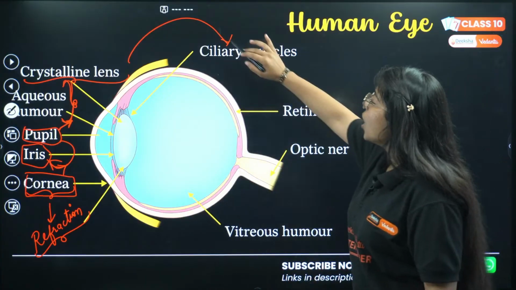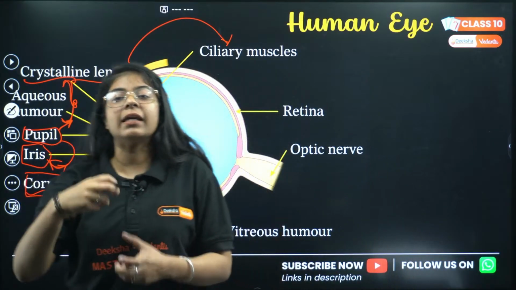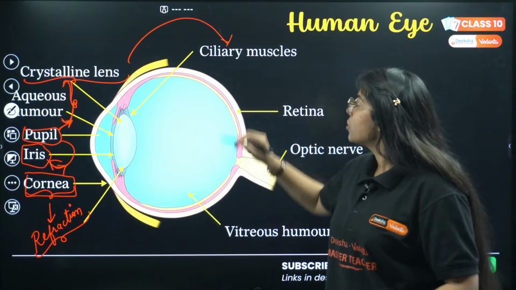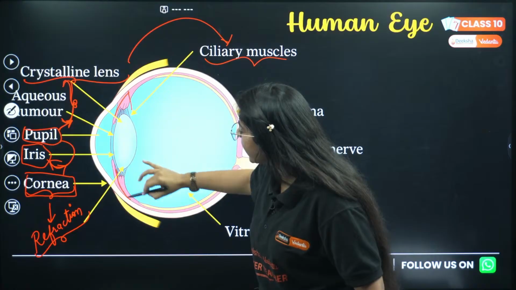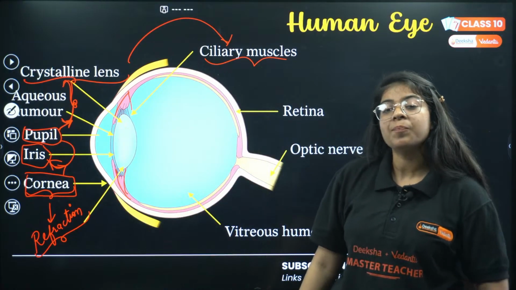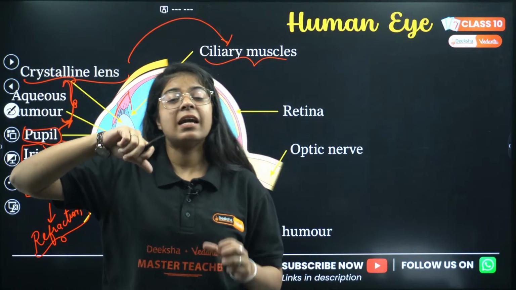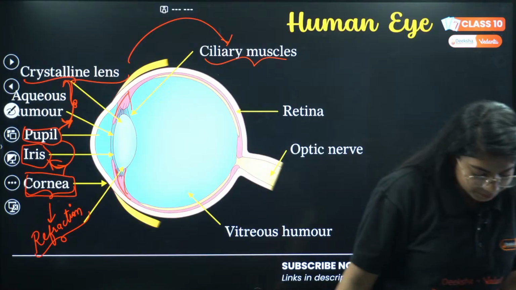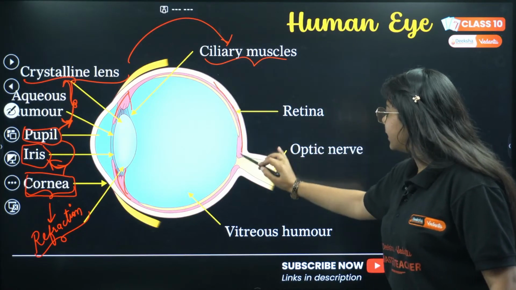Now, what helps in the thickening or the thinning of this lens? That is our ciliary muscles. So ciliary muscles are just holding our lens in position, and if the lens has to become thin, they relax. If our lens has to become thick, they contract. Correct? Okay.